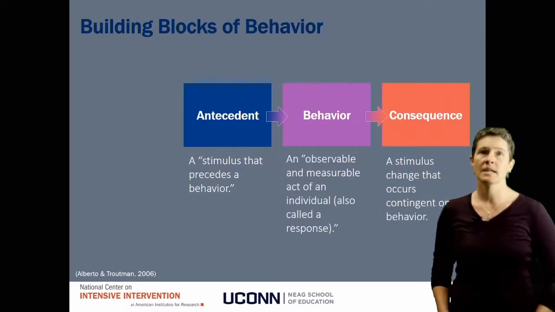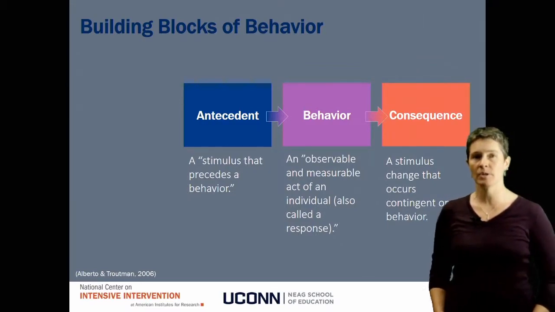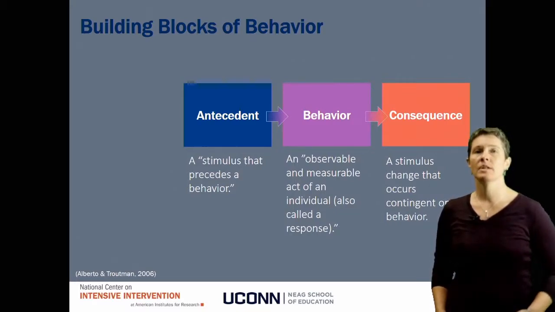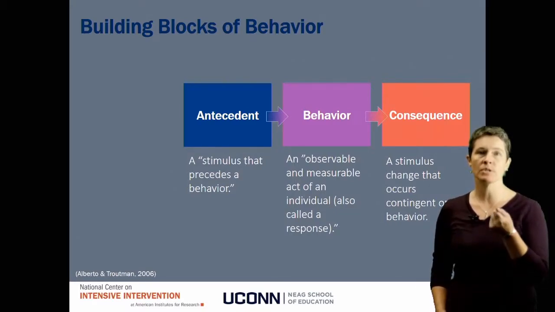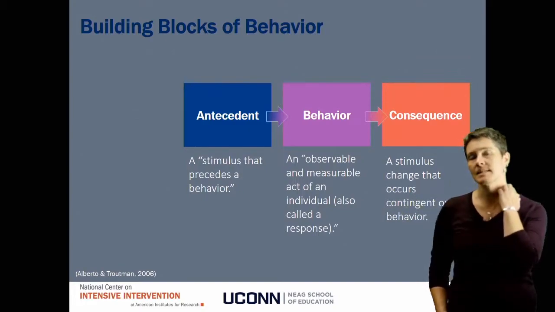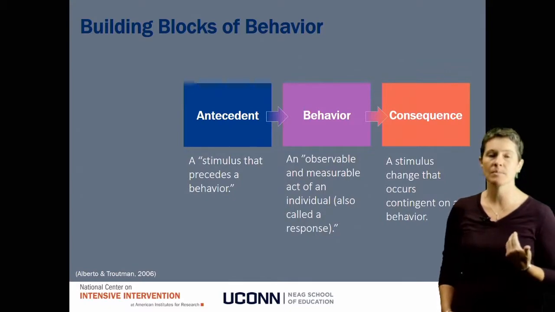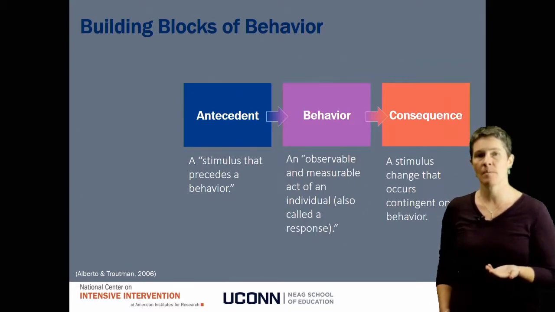You know that the antecedents, behaviors, and consequences are the basic building blocks of behavior. They're all observable and measurable. The behavior is the thing that an individual does. The antecedent is the thing that comes just before it or triggers that behavior, and the consequence is the thing that comes afterwards and is contingent on that behavior.